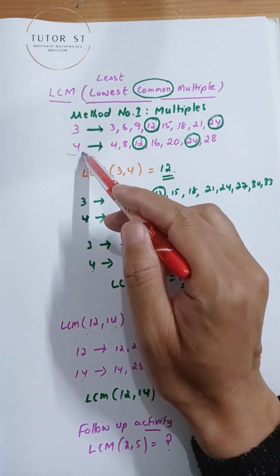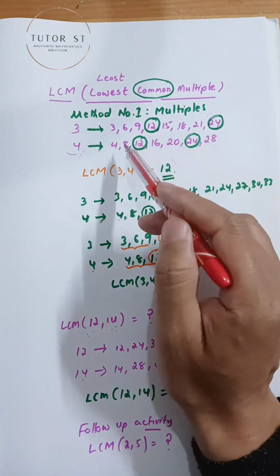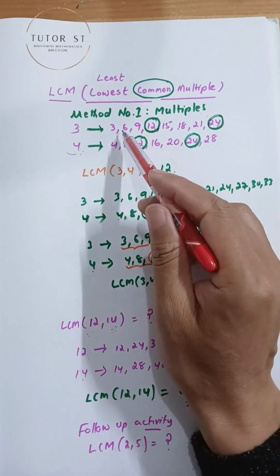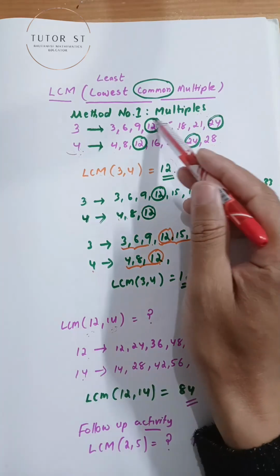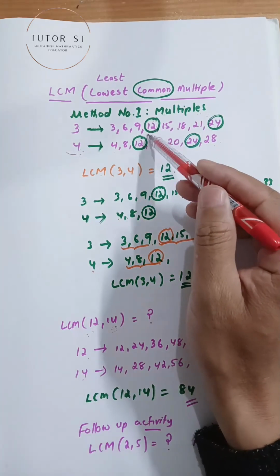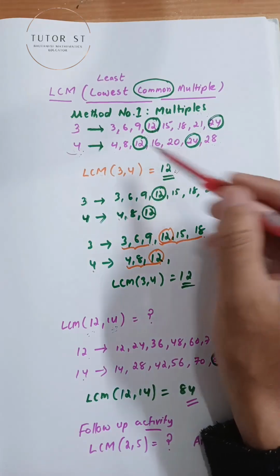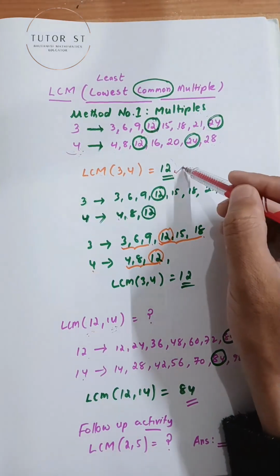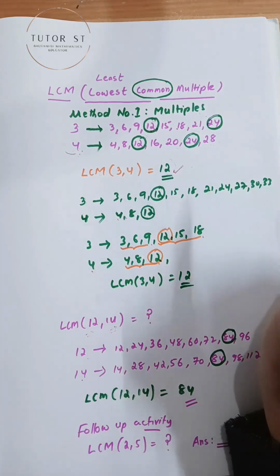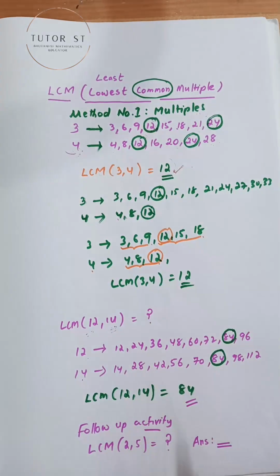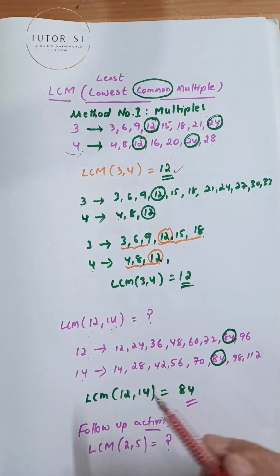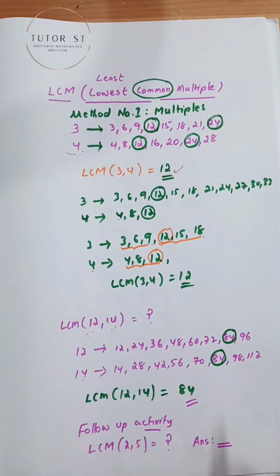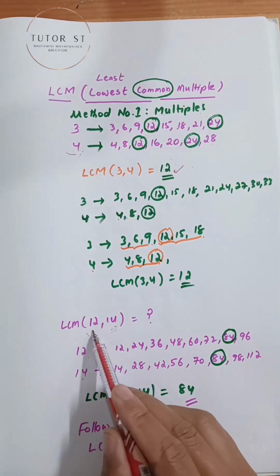If you want to find the LCM of 3 and 4, we need to list down some of the multiples of these two numbers until we get our first common number, and this first common number is going to be the LCM of 3 and 4. In our case, the LCM of 3 and 4 is 12. I also shared with you some of the drawbacks of this method number 1, and one of the drawbacks was if we have larger numbers.